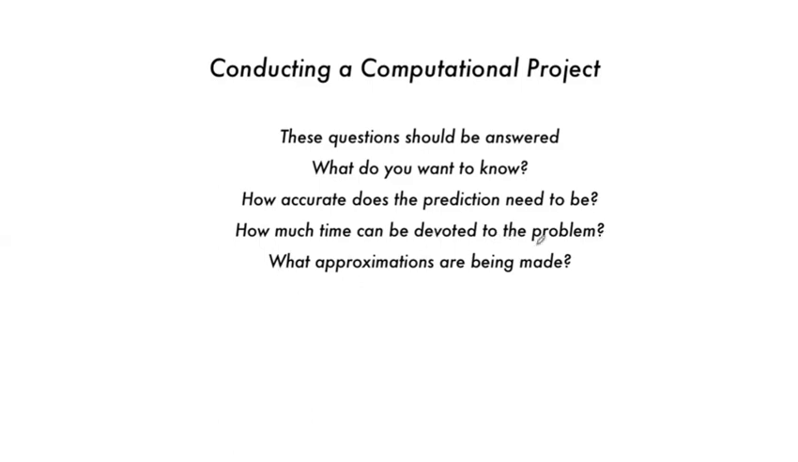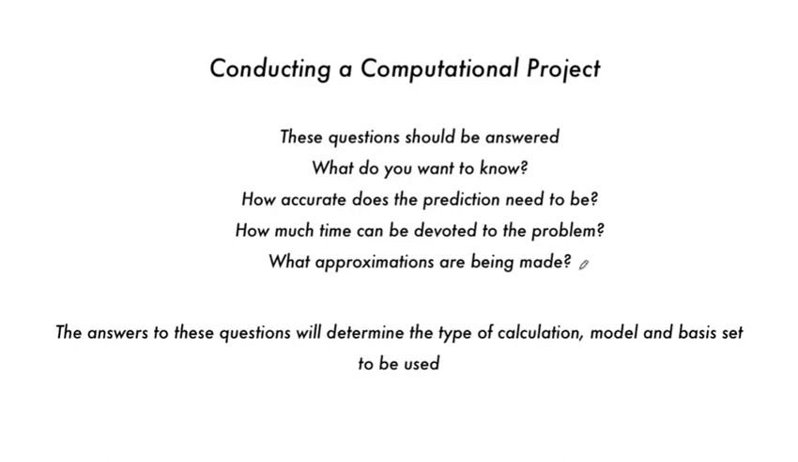And then the next thing is what approximations are being made. If I'm only calculating it to this level of theory, is it appropriate that I also calculate the FTIR spectrum? Or would it be better to use a different method of calculating the wave functions? These 4 questions are the first 4 that I thought of when I was going through my head what steps I would be taking. And so the answers to these questions will determine the type of calculation, model, and basis set used.